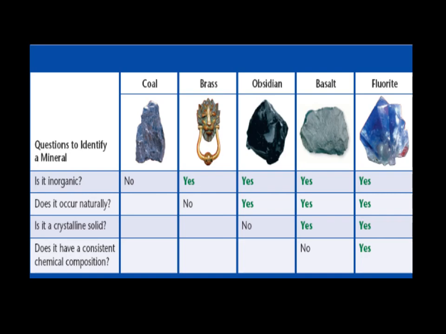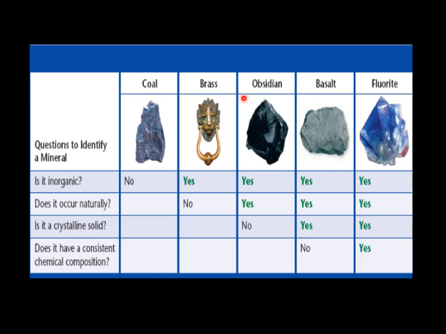All right, let's look at an inorganic compound called brass. Brass is inorganic. It's an alloy of copper and iron, but it does not occur in nature. We melted copper and iron in certain ratios, sometimes added a little zinc, let it solidify. We made a new metal called brass. So, brass, no, it does not occur in nature.